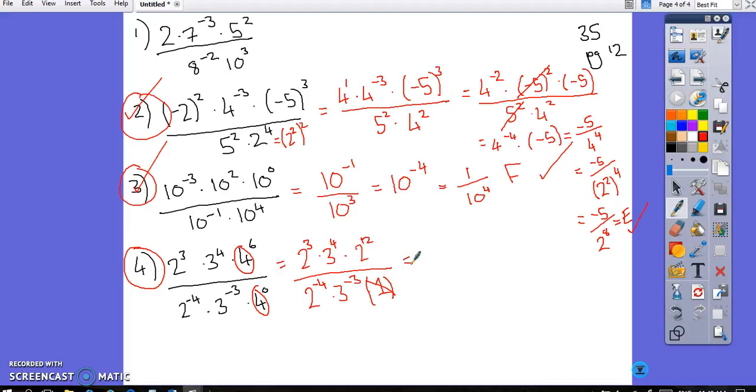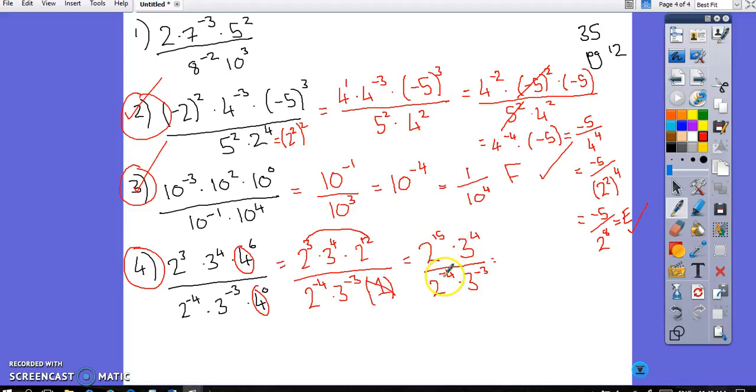So then on the top line, I have 2 to the power of 3 times 2 to the power of 12. I can just add these two powers together to get 2 to the power of 15 times 3 to the power of 4 over 2 to the power of negative 4 times 3 to the power of negative 3. And then I can use the division rules.